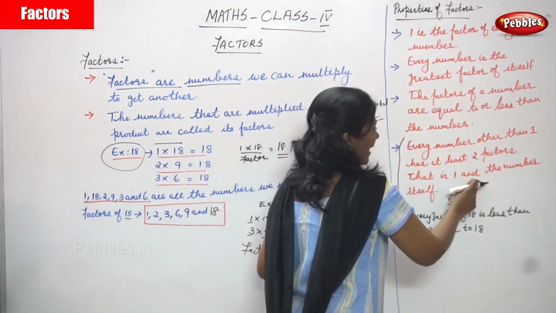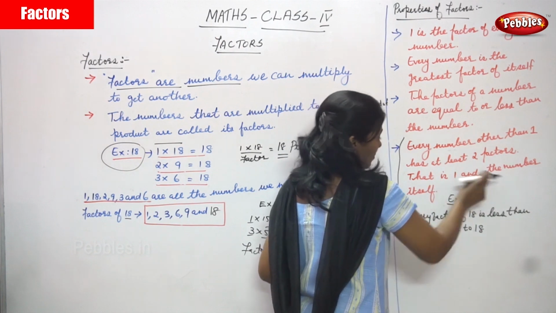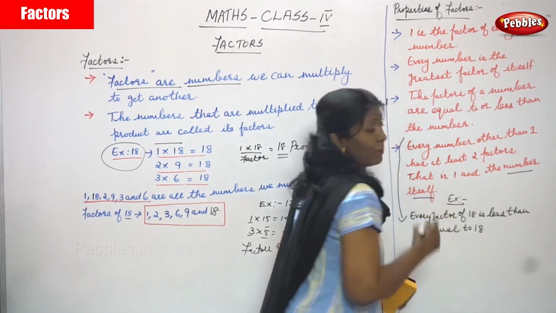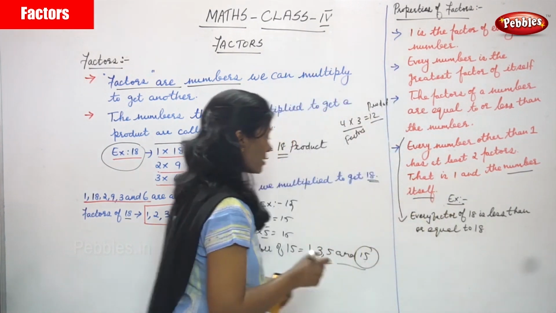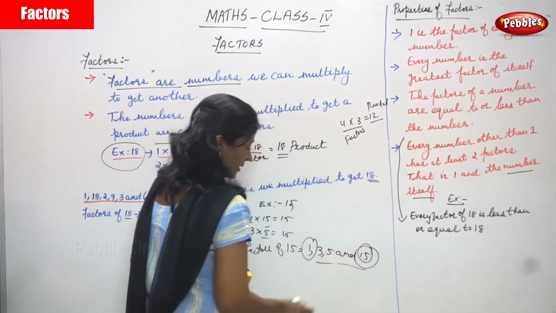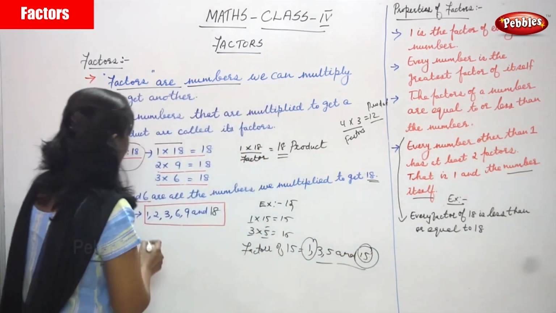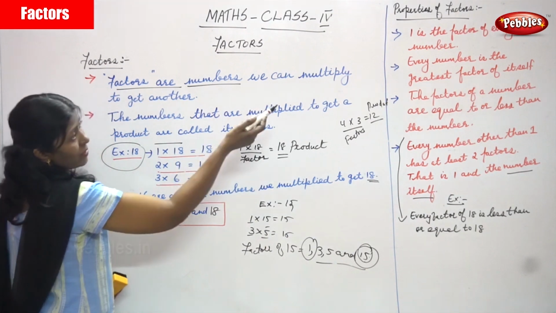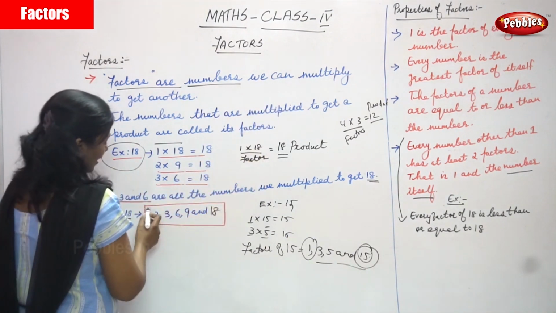That is 1 and the number itself. For example, I have told you very clearly, 15 means what is a number? 1 is a factor as well as 15, the same number as a factor. 18 means, here look at this number. I've told you 1 is a factor of every number.